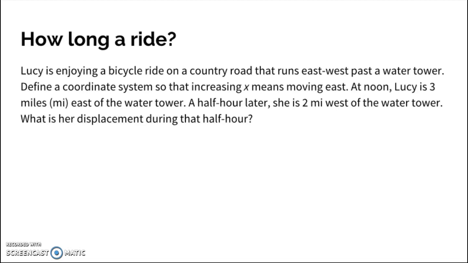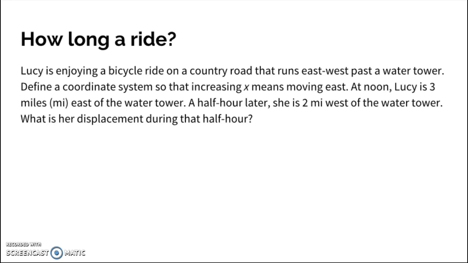All right. So here's an example. How long a ride? Lucy's enjoying a bicycle ride on a country road that runs east-west past a water tower. First thing, we're supposed to define a coordinate system so that increasing x is moving east. So we're told which way to call positive here. That means in our final answer, we're more than welcome to state our answer in positive or negative in terms of direction.